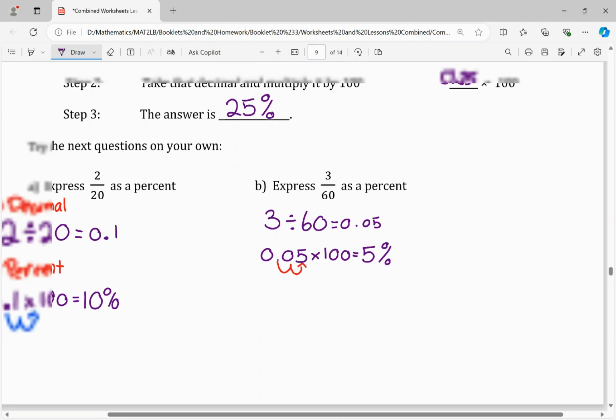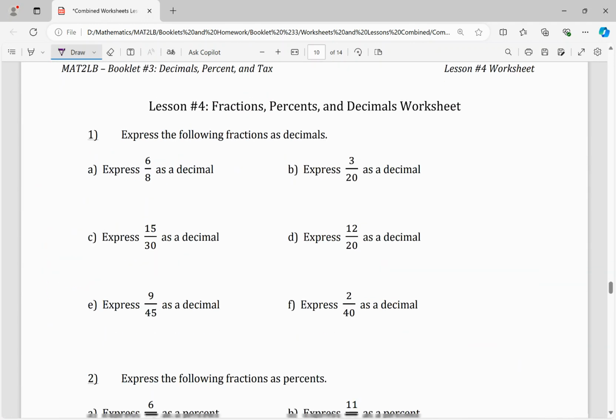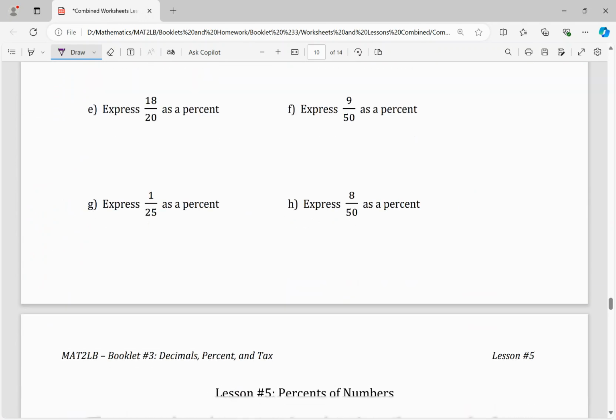Hopefully that makes sense. If not, please ask me for help and spend some time working on the following worksheet.